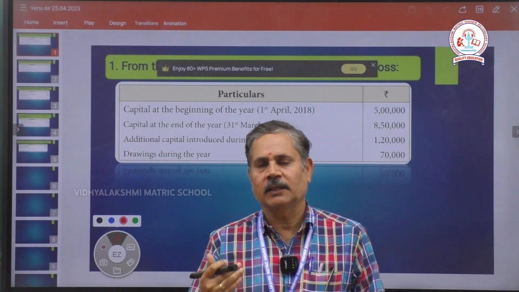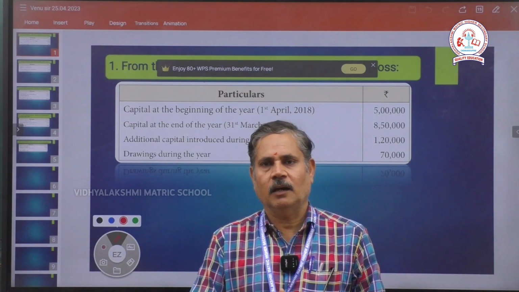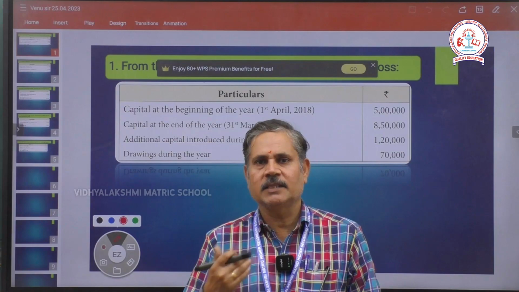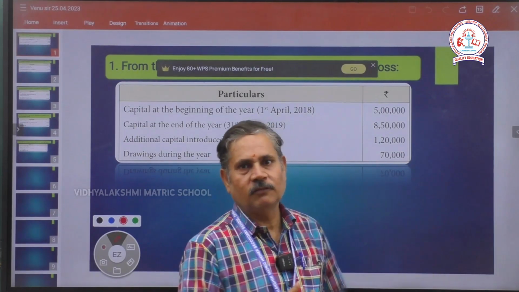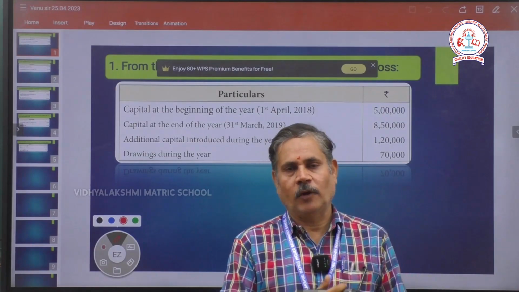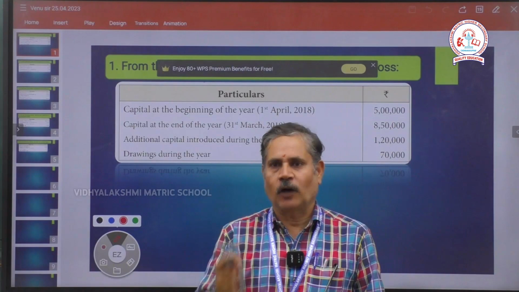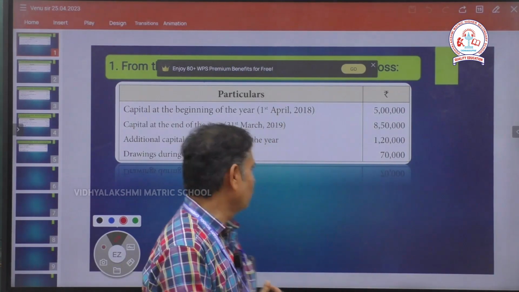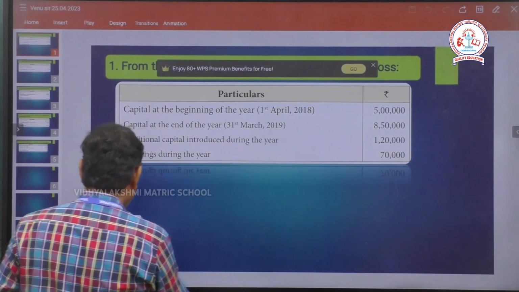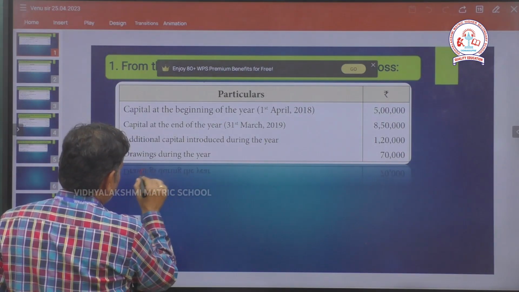Then how to prepare the statement of profit or loss? What is the formula for the statement of profit or loss? Then based on that, we will discuss a few sums one by one. I will explain on the board. Okay. Then first one, the statement of profit or loss. What is the formula? First we will take the statement.